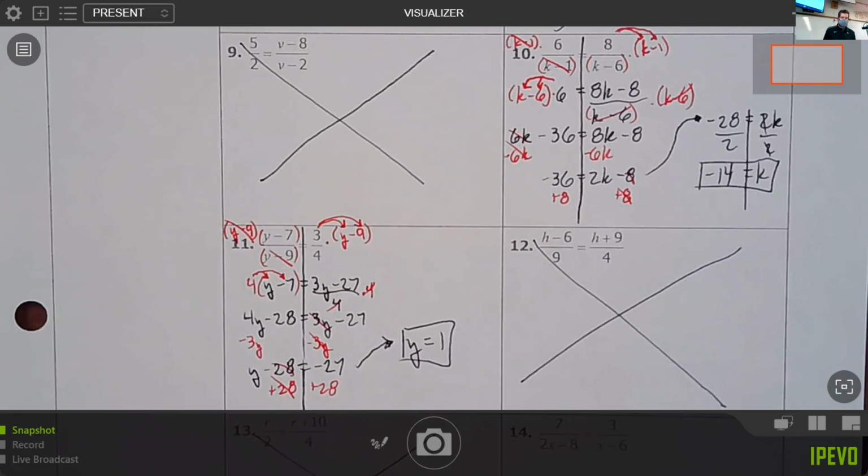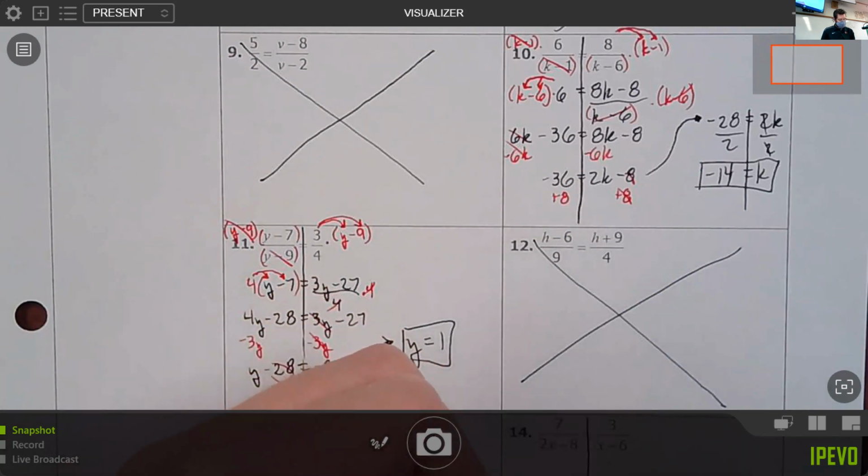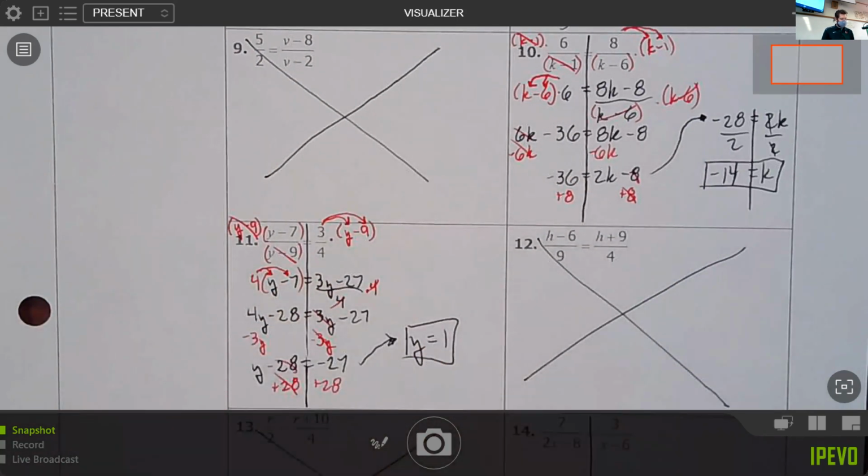All right, we got 3 more to go. Number 14 is the next one we're going to do. So we got 10, 11, skip 12 and 13, go into 14. Any questions on 10 or 11 before we take a look at 14?